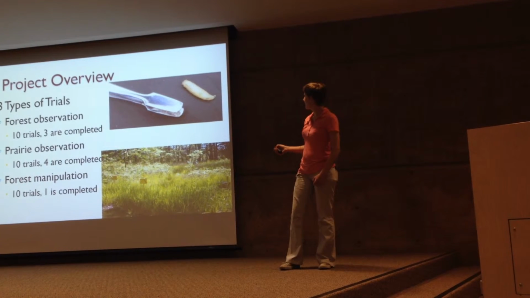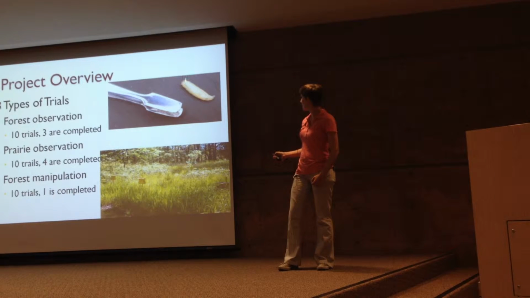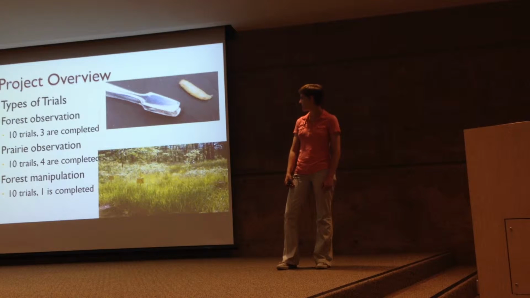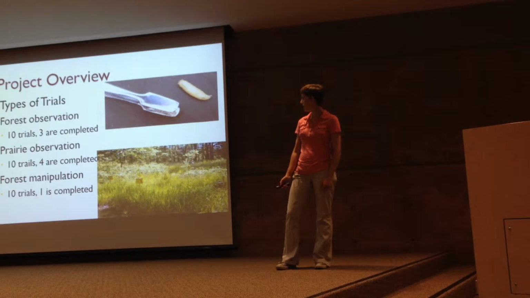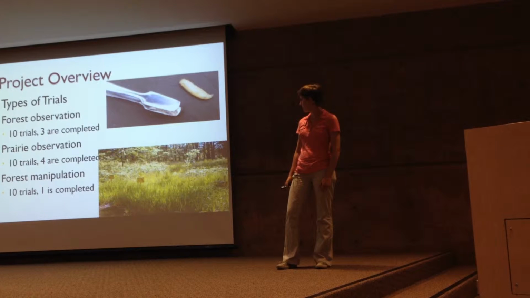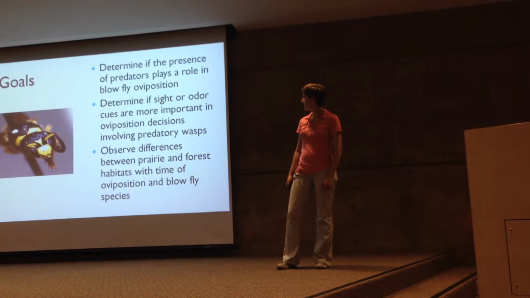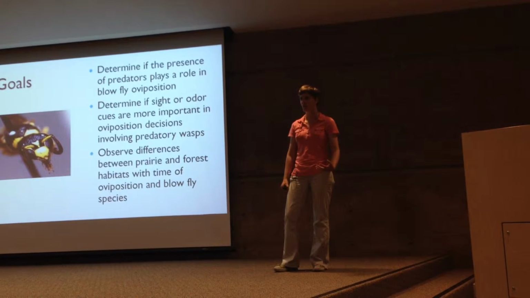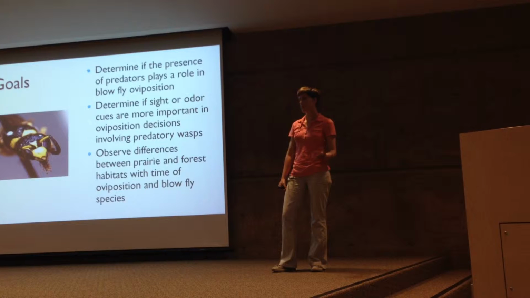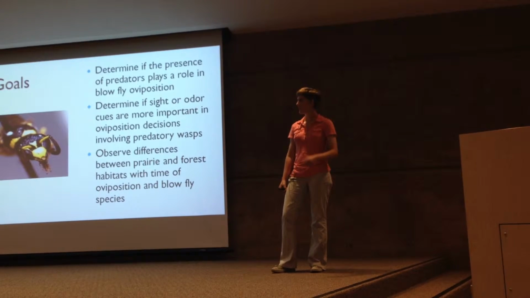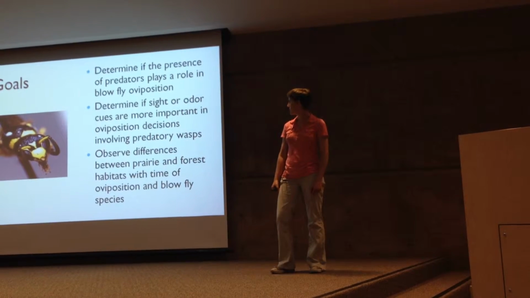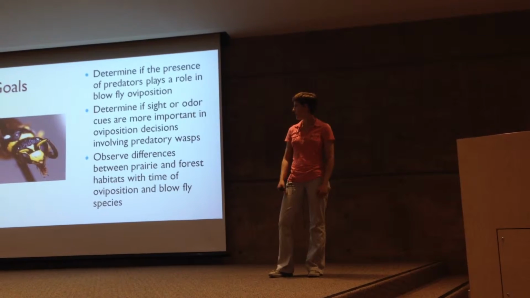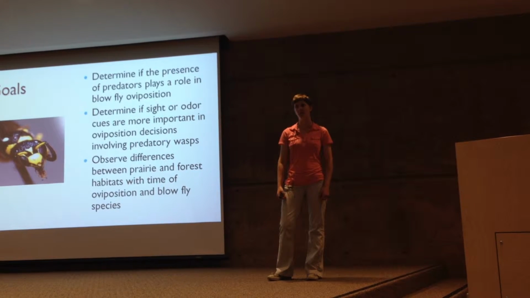Here is a Sarcophagidae larva, which is another insect that is also forensically important, so we're monitoring for those as well. And this is my forest habitat to the bottom. Some more specific goals are to determine if the presence of predators plays a role in oviposition, and from there to determine if sight or odor plays a more important role. And also to observe the differences between the forest and the prairie habitat, both with time of oviposition and blowfly species.